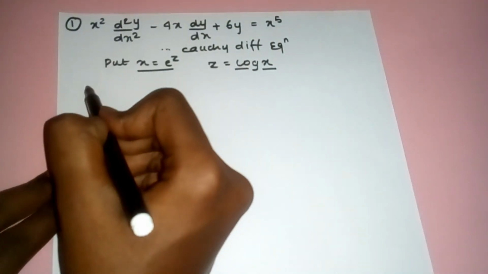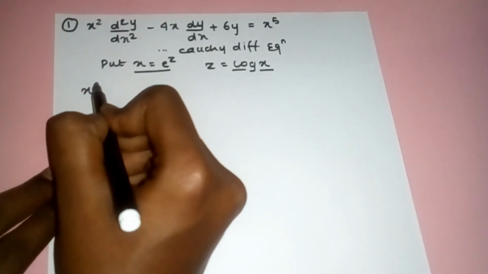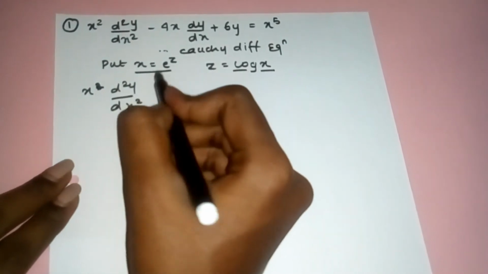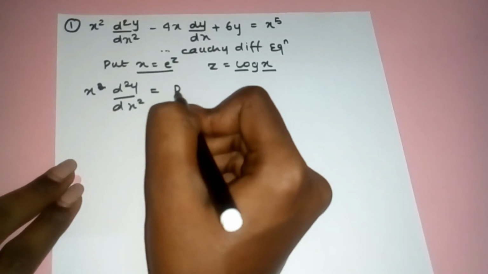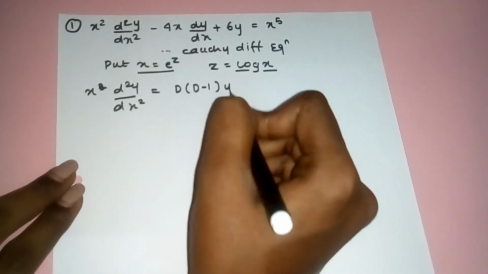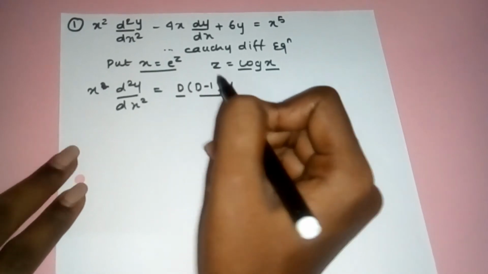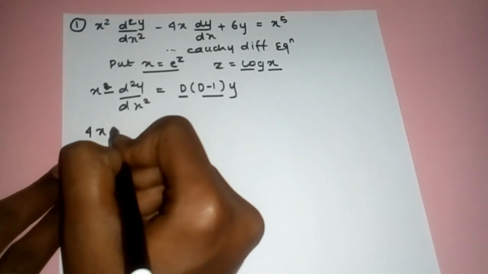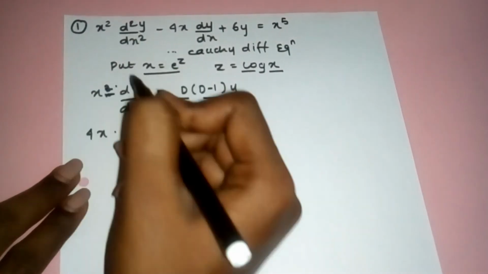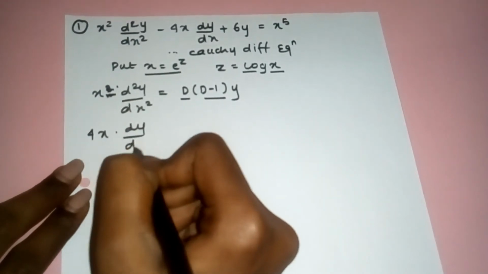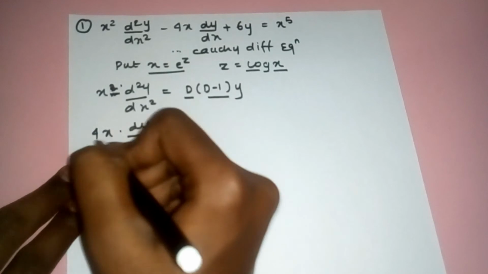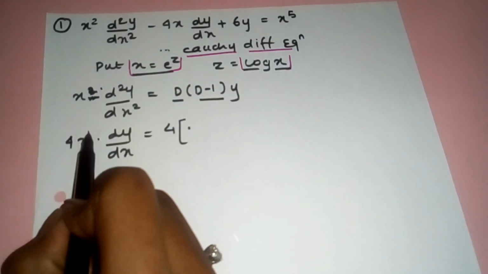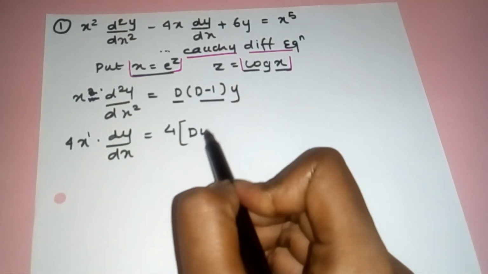First we'll take x square d square y by dx square. So our answer for this will be d into d minus 1 y, as it is two terms, x square. Then for this it will be 4x into dy by dx. So the answer to this will be 4 into dy. Okay, so when we have a single power, then we write just dy.